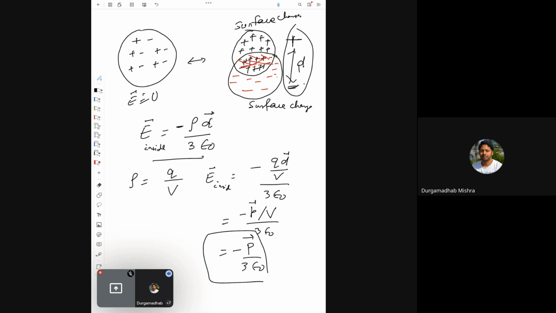You can also find out the electric field outside as well, but in that case, you have to first use it for one single dipole and then add up all the things. But this is not really necessary in this case.